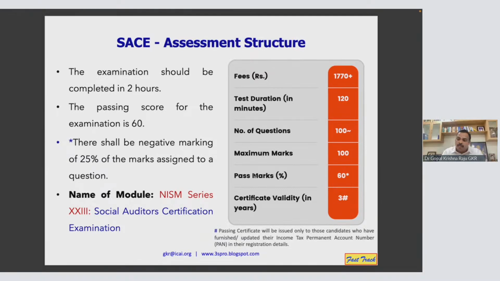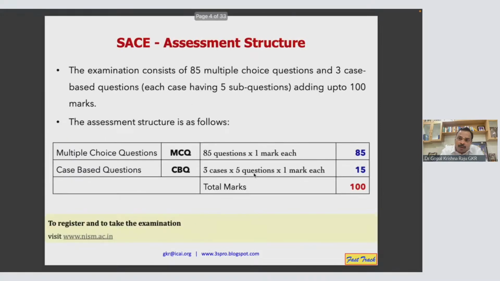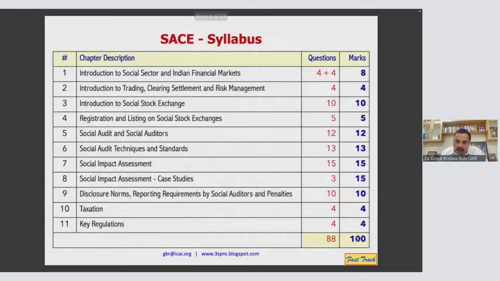Many of the capital markets certificate courses and examinations are conducted by NSE Academy and NISM. So NSE Academy does courses, and NISM is the testing agency. It's an online testing agency. You have to score 60 marks. It's a 100-mark paper, and the number of questions will be 88. Each question carries 1 mark, but it is spread like this.